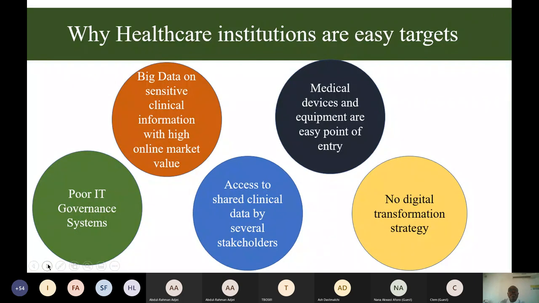Now, IT governance is simply the implementation of systems and guidelines to promote the effective and efficient use of technology, and also ensure that organizational directives, goals and plans are met. Unfortunately, in the healthcare industry, especially in our ecosystem, IT governance has not gained a lot.